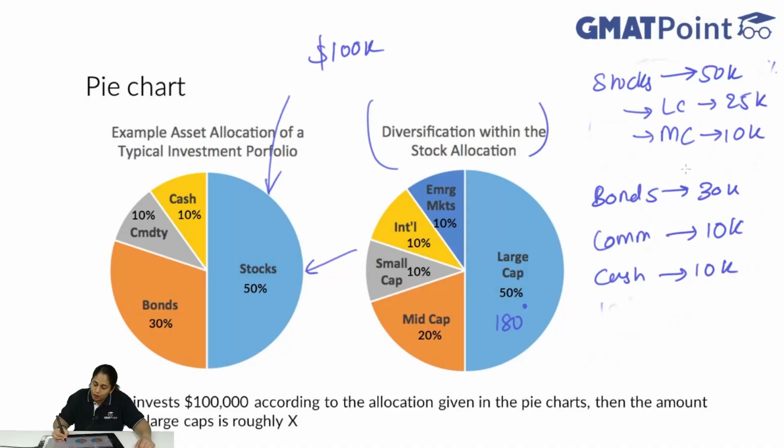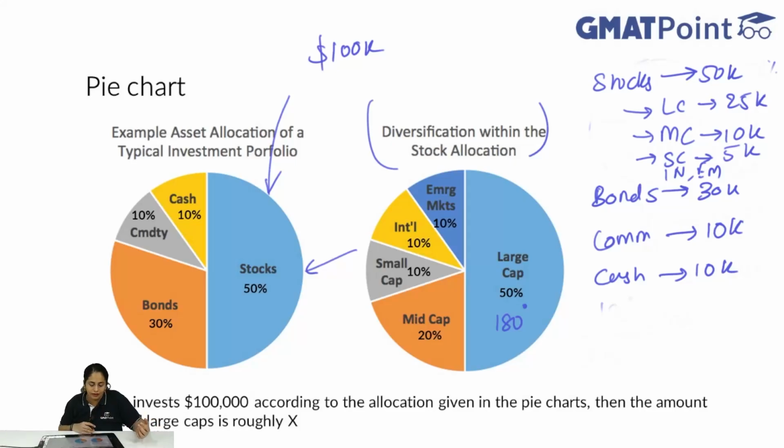Then you have small cap, which is 10%, so that would be 10% of this, which is 5k. International and emerging markets are also 10%, so all three of them will be 5k each. So this is how the 50k will be split. I can make this table and then go to the statement and try to answer it on that basis. But it is really not required, because you can do the same thing without creating the table.